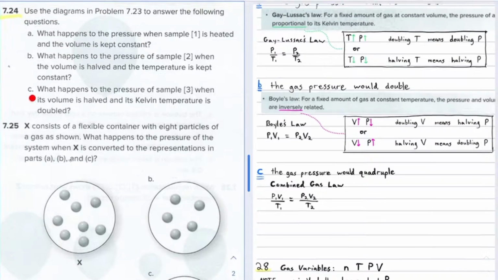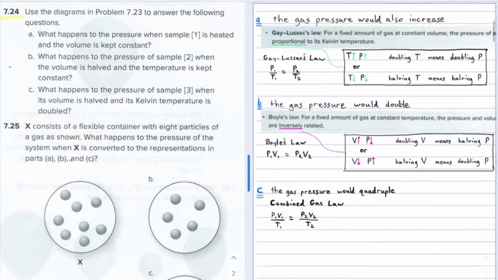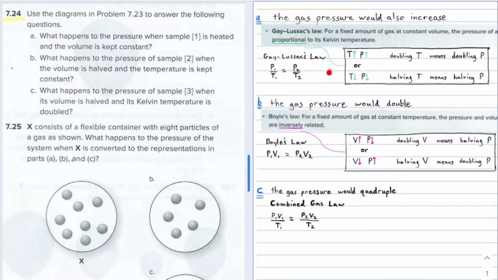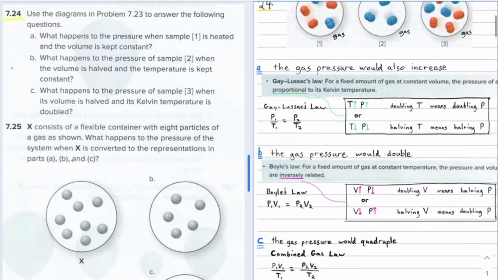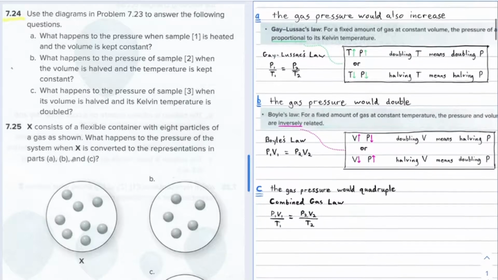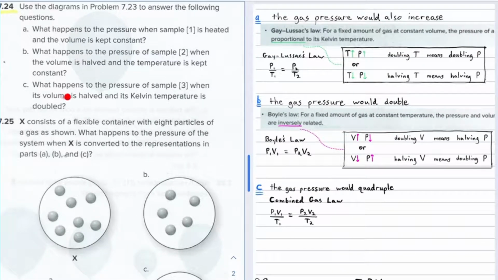Now the last one, C: what happens to the pressure of sample 3 when its volume is cut in half and its Kelvin temperature is doubled? So you cut the volume in half and you double the temperature. Well, it's like a combination of these two. You're talking about the gas in sample 3, it doesn't really matter. It's just a gas. So you've got some gas inside some container. You cut the volume in half and you double the temperature.